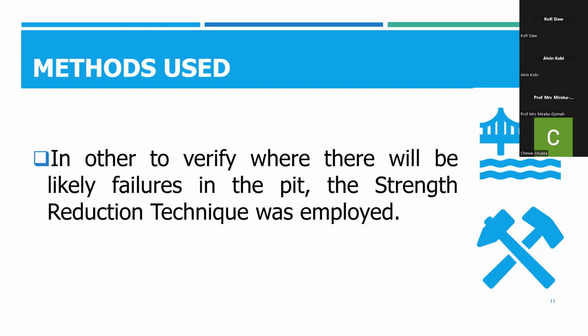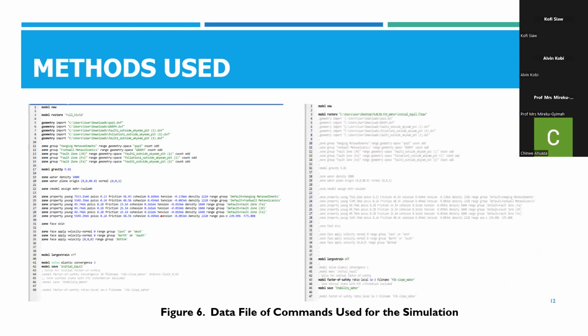FLAC3D uses commands, just like scripting code in Python and other languages. FLAC3D operates using commands. So a data file of commands was created in order to solve the model, in the first case, to a convergent state, or a state of equilibrium.